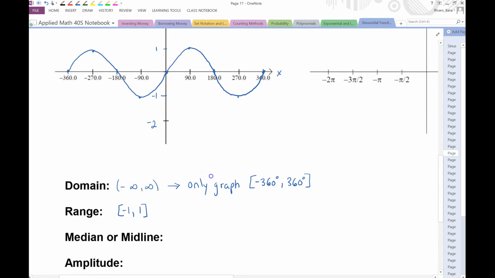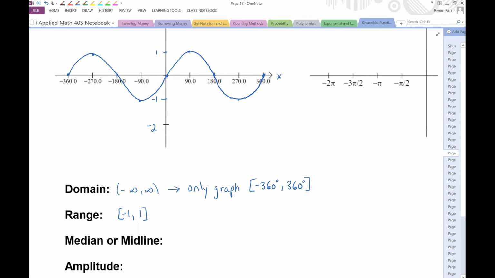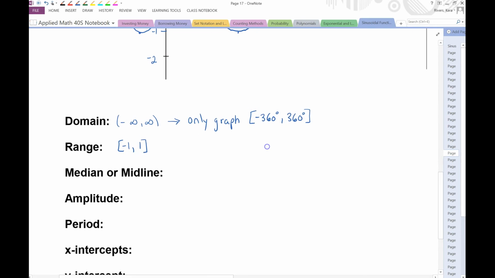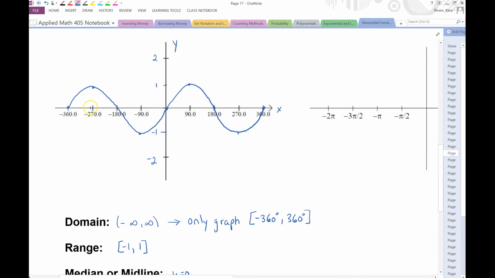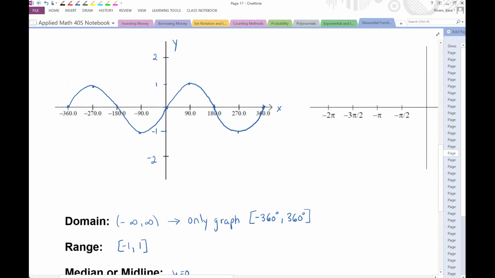And the median or midline, in this case, we haven't shifted the graph anywhere. So the median line is our x-axis, and that would be the equation y equals 0. Amplitude is the height. So from there to the maximum, right? From the x-axis to the maximum, or from the x-axis to the minimum.